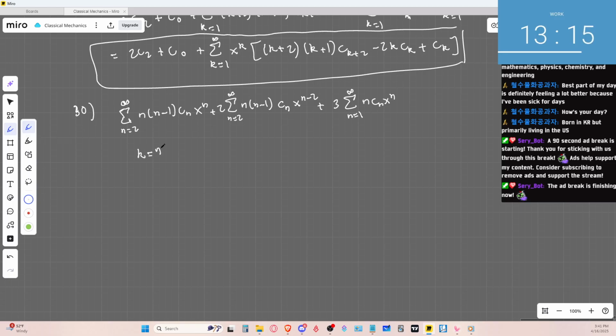K is equal to n, thus n is equal to k. I know I don't have to write it like that, but at the same time I do that just to tell my brain that, hey, we're actually doing the computation here. This one, k is equal to n, thus n is equal to k.